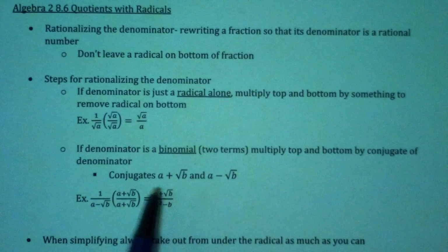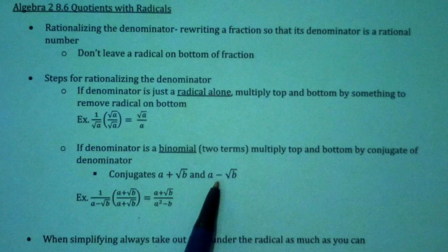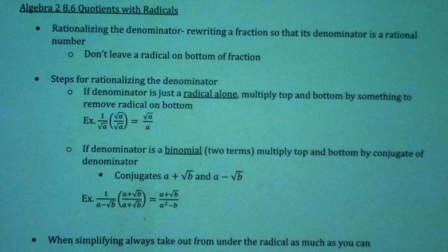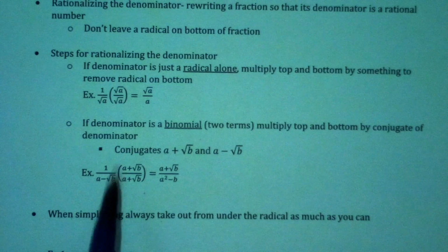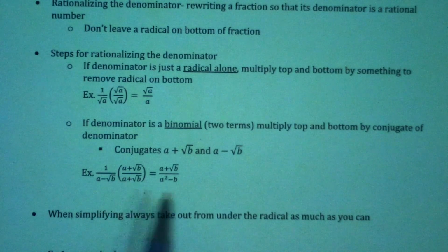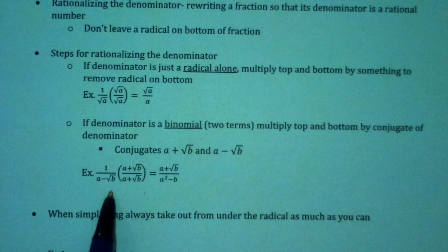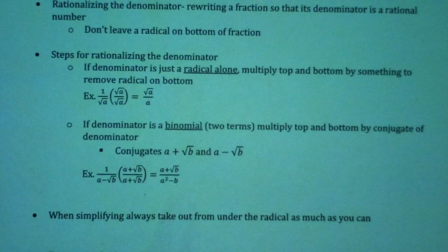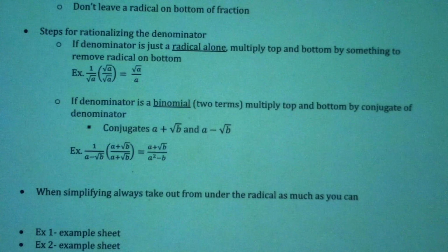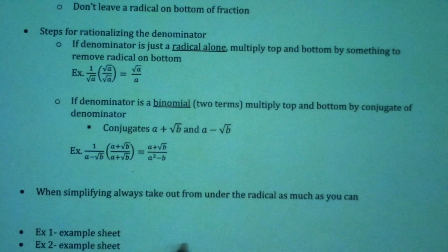Then you multiply both the top and the bottom by that conjugate, and that makes the bottom no longer have a square root. You can see that in that example, and I'm going to do an example like that in our packets as well. Similar to yesterday's stuff, when you're simplifying, make sure you take out as much from underneath the radical as you can. If it was the square root of 20, you remember how we broke 20 down yesterday. You want to do that same thing here.